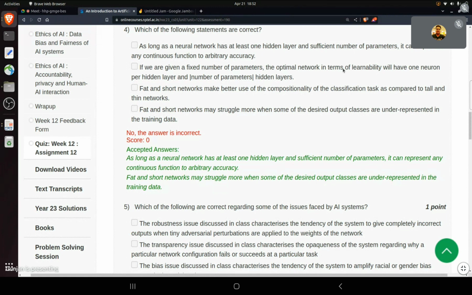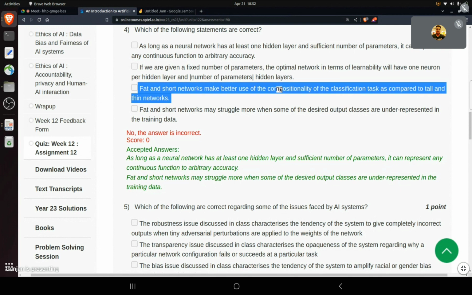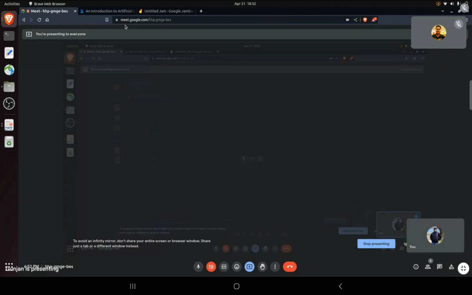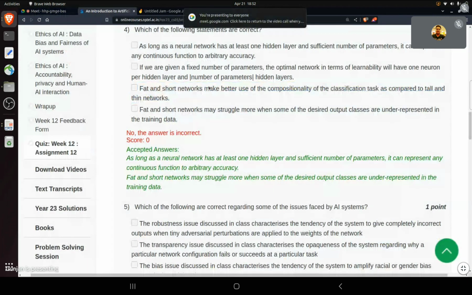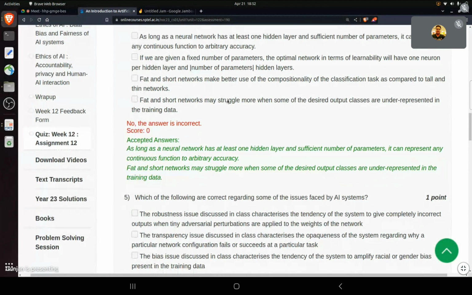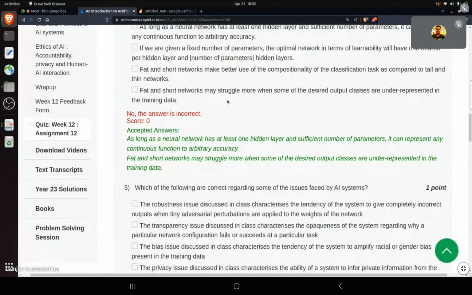And the last option is true, because for the compositionality of classification tasks, it's the same thing that we were discussing last time, right? The tanh and sigmoid thing. Okay, now I get it. And fat and short networks may struggle more when some of the desired output classes are underrepresented. This is explained directly in the lecture, because it will not be able to learn abstract features about them, so it will not be optimal.